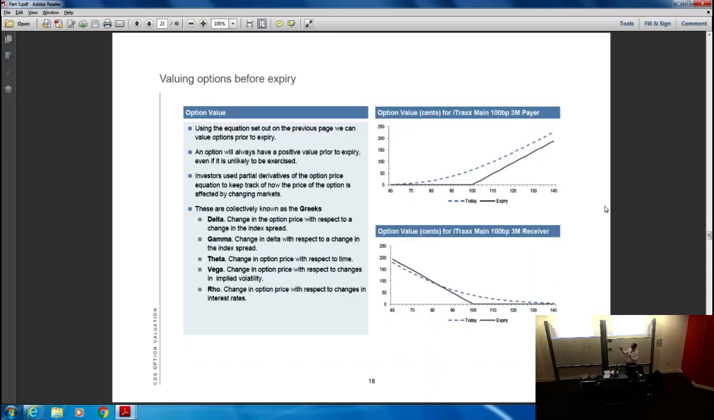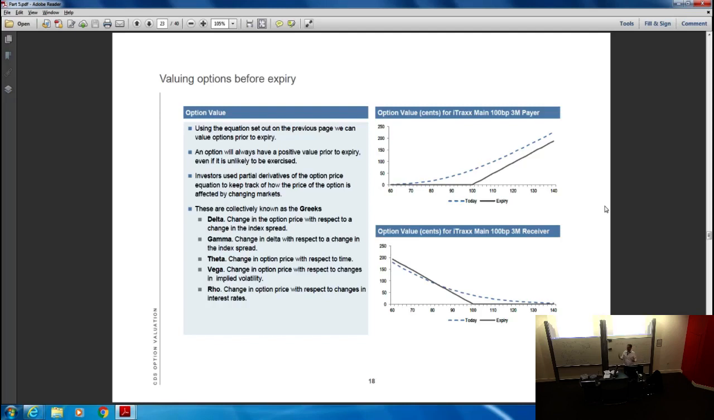But that basically allows us to do things like pricing the option prior to expiry. So we've looked at the price of this option at expiry, which is our standard hockey stick diagrams, but we can also value the option anytime prior to expiry.